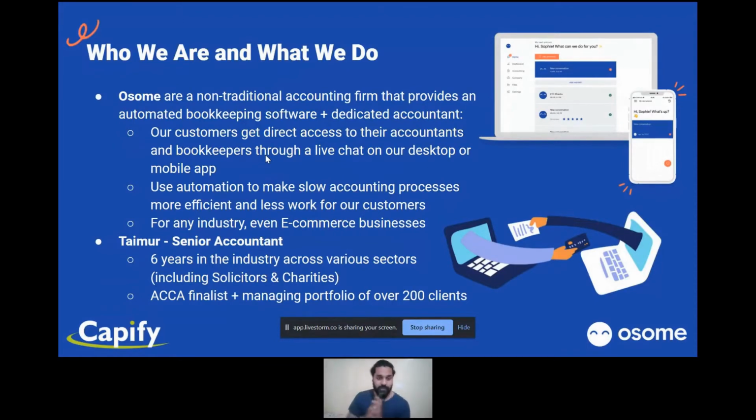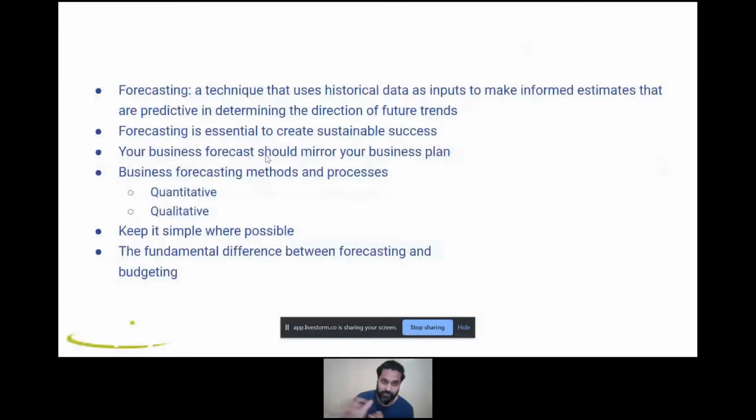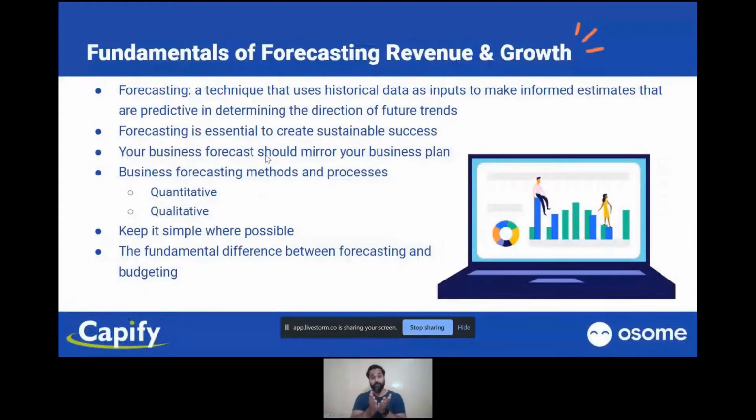A little bit about myself. I've been in different industries for almost 6 years. I've been an e-commerce specialist. I've worked with solicitors, charities, and different accounting firms. Currently, I'm working towards my final ACCA exam, and I manage a portfolio of more than 200 clients at any point in time. So that's a little bit about myself, but now let's jump into the webinar itself.